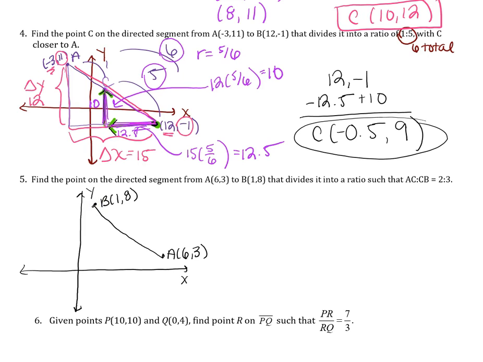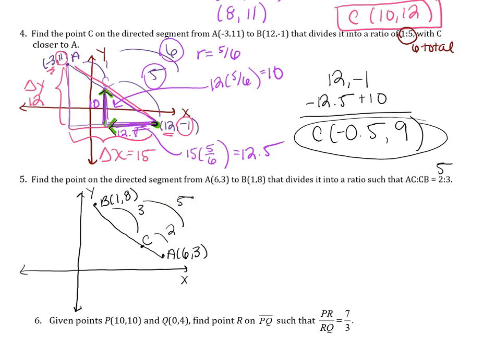Okay, AC to CB is 2 to 3, so that's 5 total parts. And since it's 2 to 3, AC is 2, that's your shorter part. So that means C is closer to A, I should say. So C is roughly in here, we'll say, okay? 2 to 3, AC to CB.